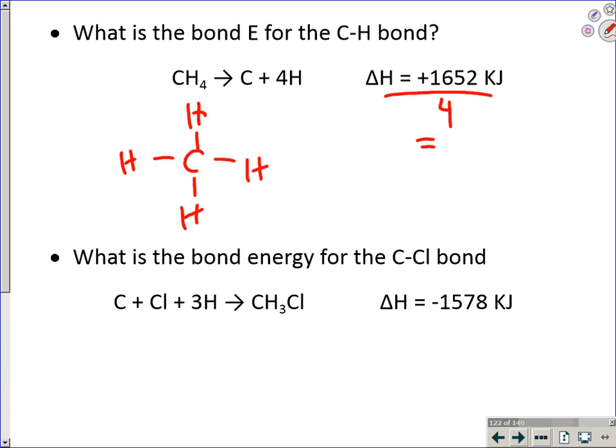Can you guys do it in your head? 1652 divided by 2 is 826. 826 divided by 2 is 413. 413 kilojoules. Okay. Why is it positive? Because you're breaking bonds. You broke all 4 of these bonds and that required energy, so it's an endothermic process.